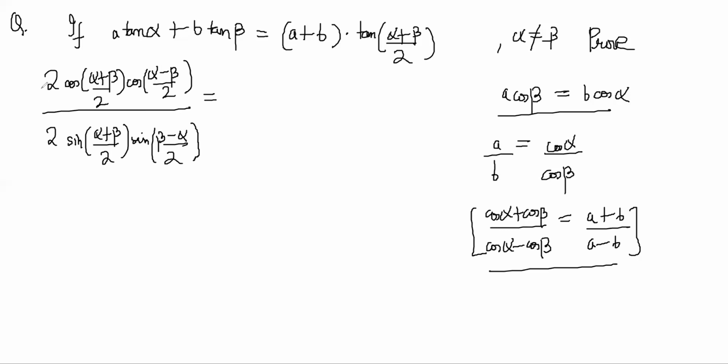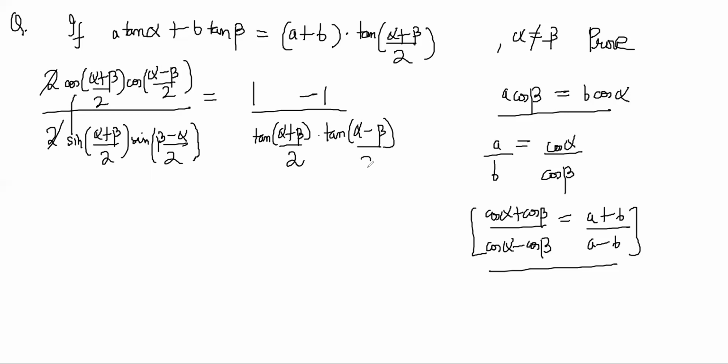I want to take minus. In terms of tan, I want to write it, right? So this is tan (alpha plus beta) by 2, right? And 1 by tan, this one, and this one becomes minus 1 by cot, alpha minus beta.